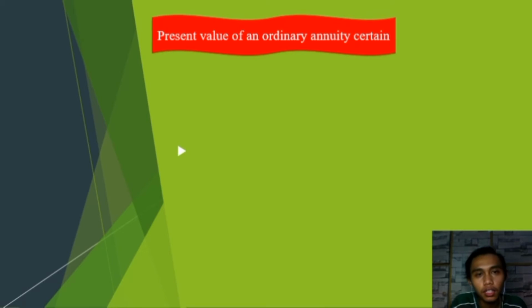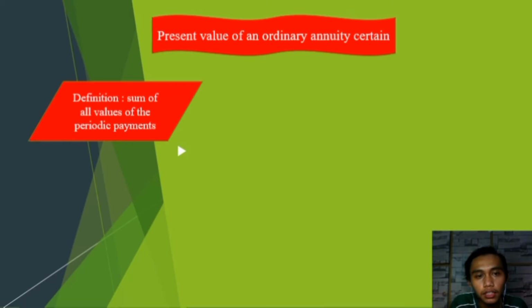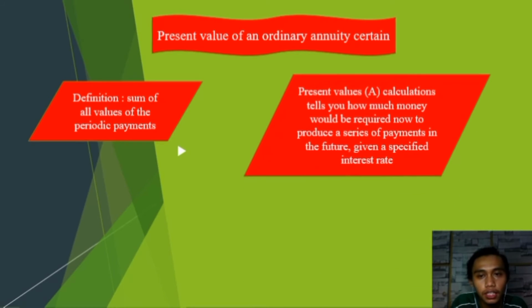Present value is another part of an ordinary annuity's return. The meaning is the sum of all values of the periodic payments, which is present value A. The calculation tells you how much money would be required now to produce a series of payments in the future given a specified interest rate.